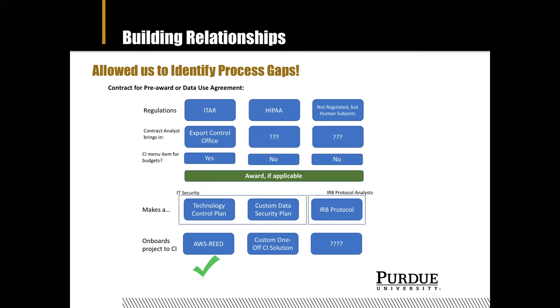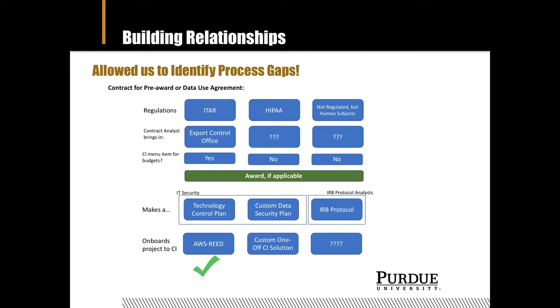So building this relationship has allowed us to identify gaps in all the processes. As I mentioned before, the process for export control data and ITAR has been relatively well understood. So if you go down the columns here, when a contract comes in that has ITAR, they bring in the export controlled office, they look on the cyber infrastructure menu, they see a thing for doing that. An award comes in if it's applicable. They get a technology control plan, they get onboarded onto the AWS read, and everybody gets on their way.